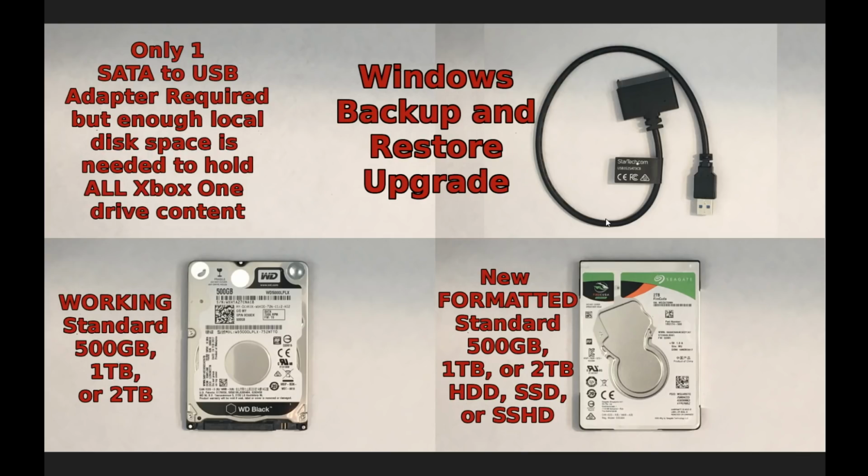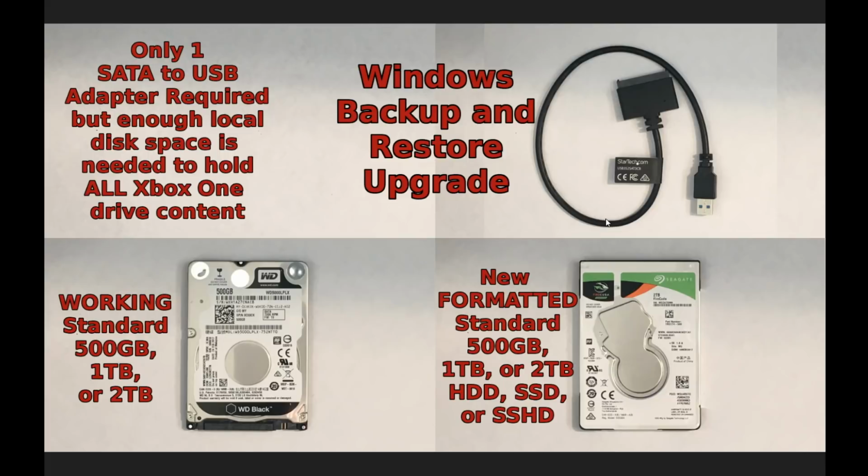Now, new to the Windows partitioning script is a feature I call backup and restore upgrade. So unlike the direct copy upgrade that you have been able to do in the past with the Windows and Linux partitioning script, which requires having both drives attached to a computer at the same time, either a PC or a Mac, for the backup and restore upgrade, you only need to have one USB to SATA adapter, or basically one 2.5-inch SATA drive connected to your system at a time.